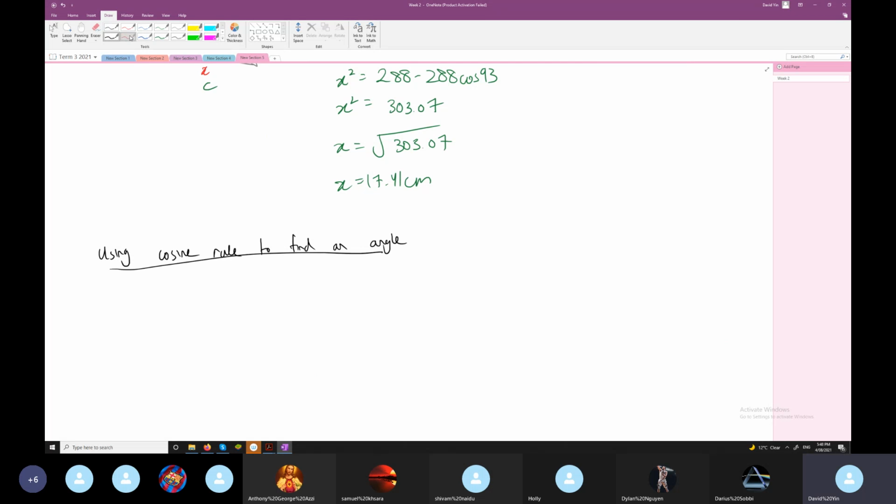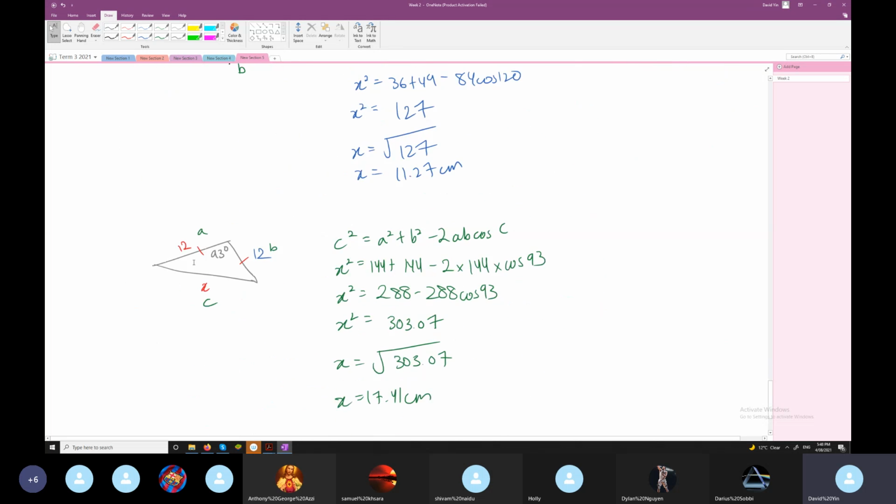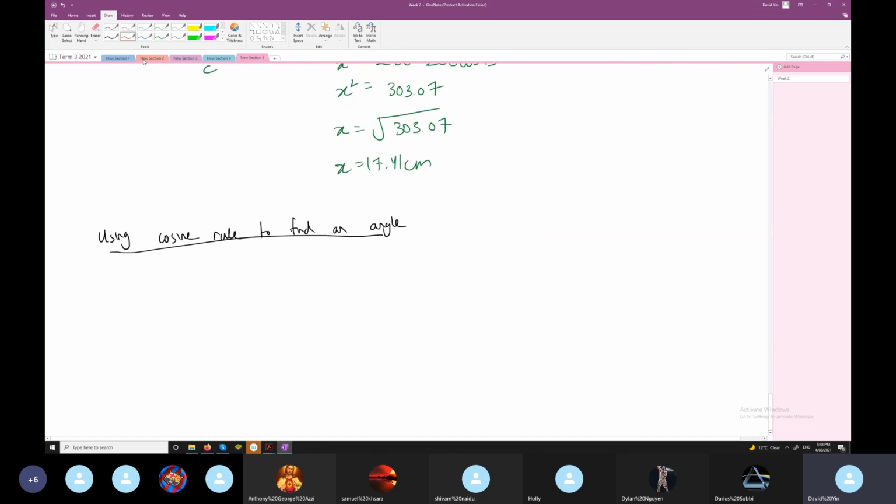Now, you need to understand how this formula is derived. If you look at the cosine rule to find the side, it's c squared equals a squared plus b squared minus 2ab cos c. C is clearly a length here, so this is used to find a side. To make it find an angle, we're going to have to rearrange this and make cos c the subject, because c is the angle.